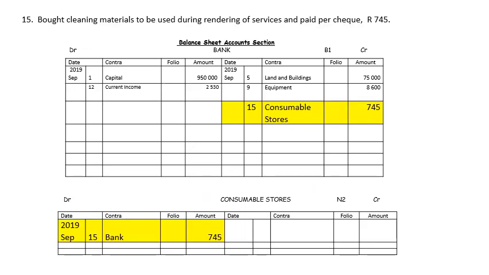On the 15th, we bought cleaning materials to be used during the rendering of services, and we paid with a check. If we pay per check, we're spending. If we spend, it means the money in the bank is going to decrease. So that is why I write on the credit side of bank on the 15th, 745, and we are buying consumable stores. Name of the other account concerned will be consumable stores.